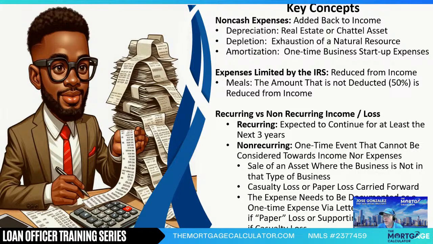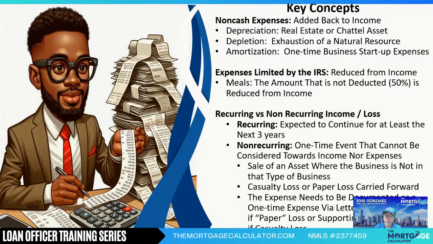So the most popular category for this is meals. Meals and entertainment, I believe, is how they call it in the tax form. IRS only allows you to deduct 50% of this amount. So the other 50% is reduced from the income. That's how that one works.